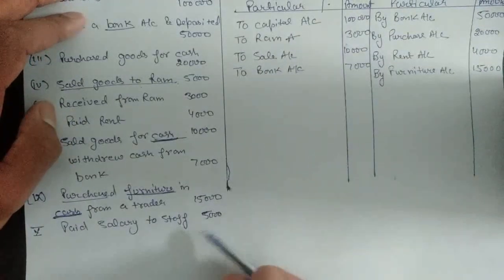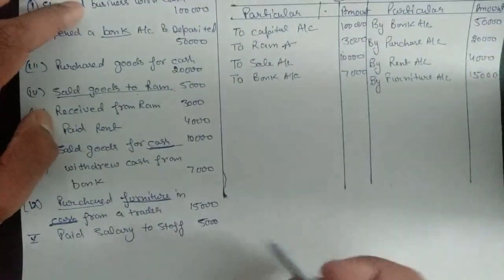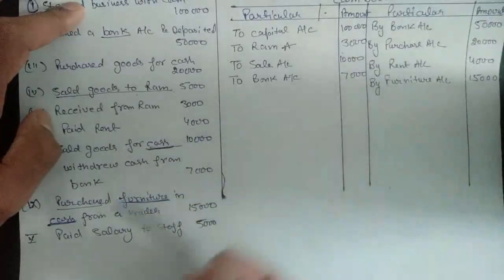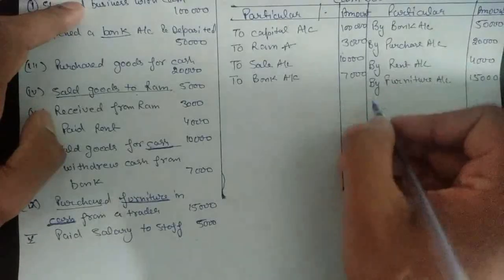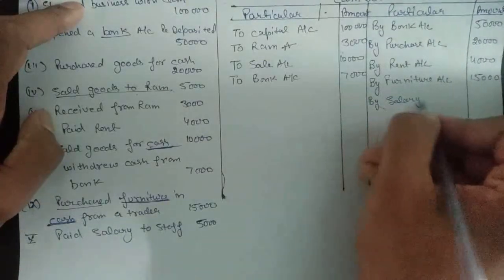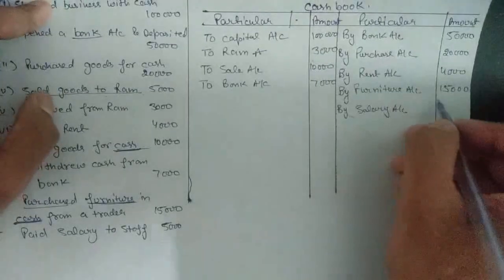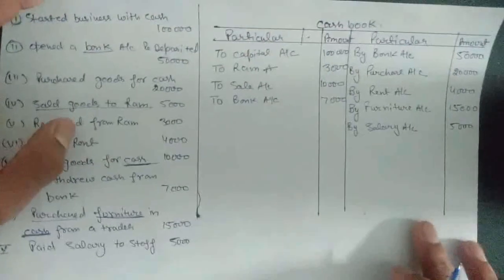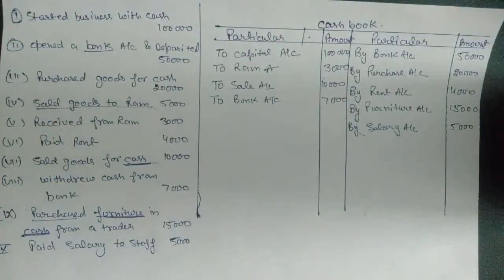15,000. Our next entry is paid salary to staff. As I told, it is an outflow, same as like rent. When we are paying rent, it is an outflow. As same when we are paying salary, it is also an outflow. By salary account 5,000. So this is how we post entries in cash book.